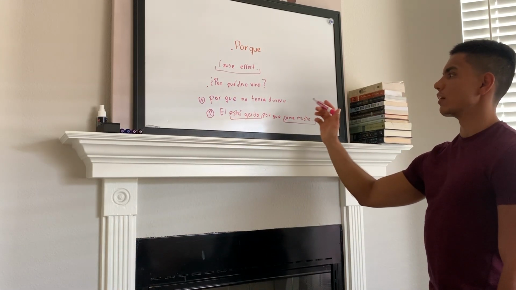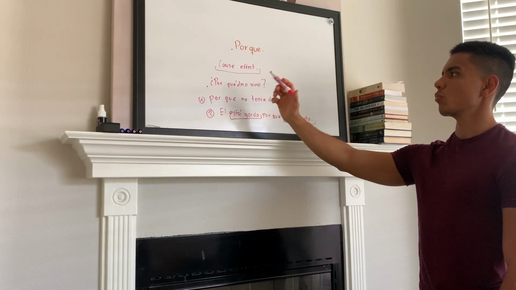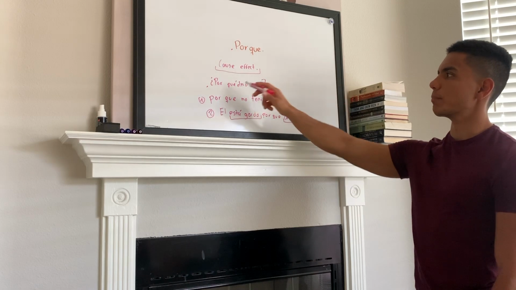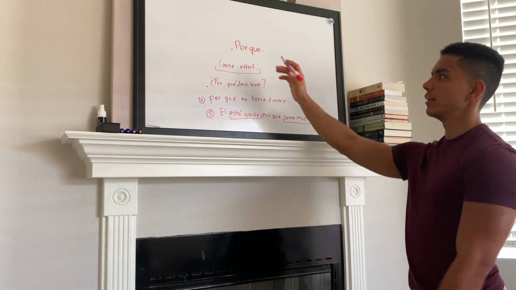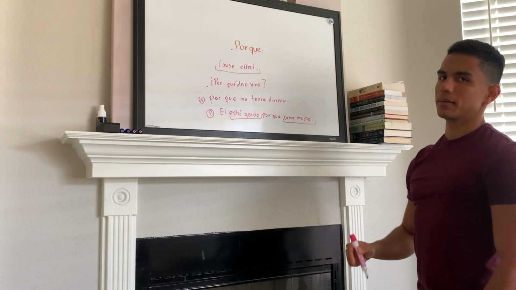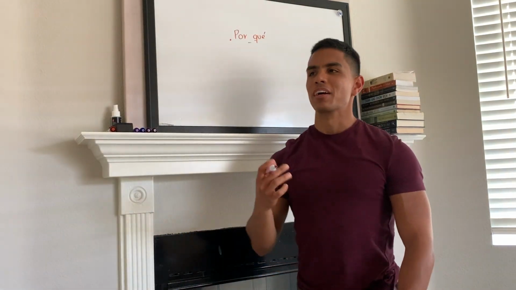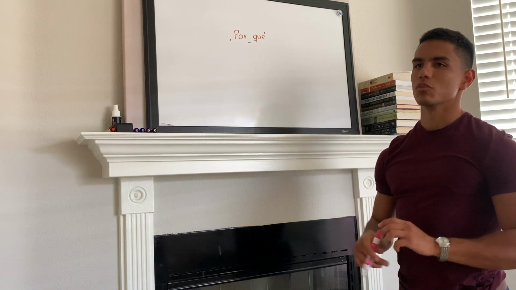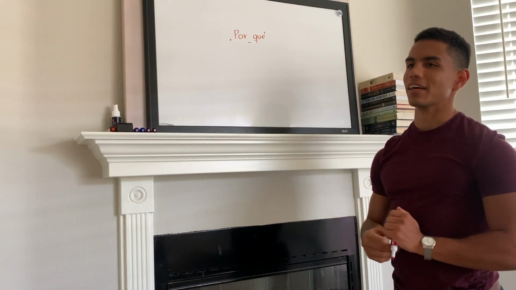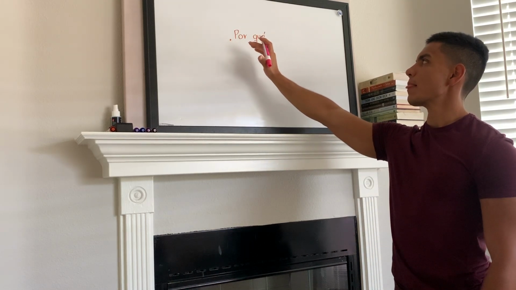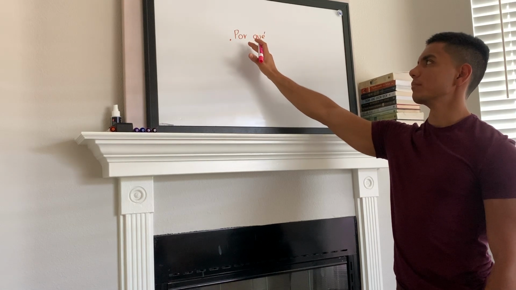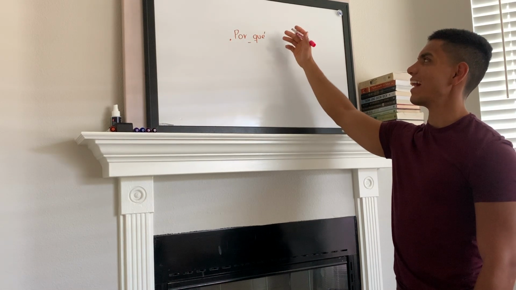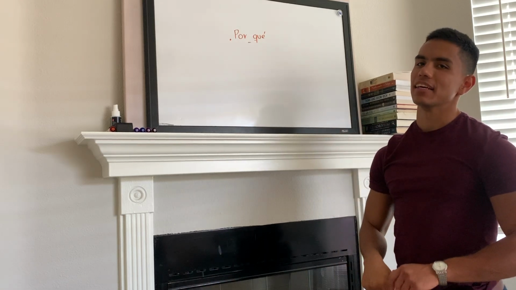So cause and effect, and the first one will be the answer of the porqué, the separated porqué, with the accent on the E. Alright guys, so the next porqué is gonna be the one that is separated, has a space in between, and has an accent on the E at the end.